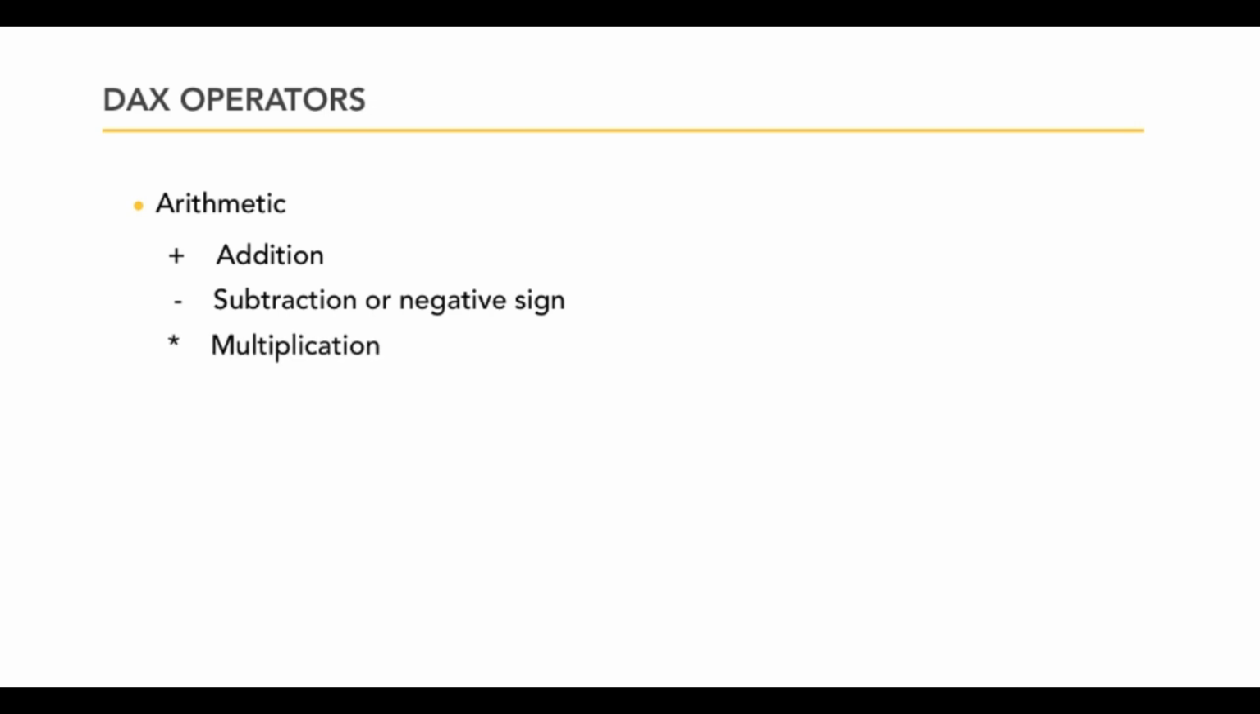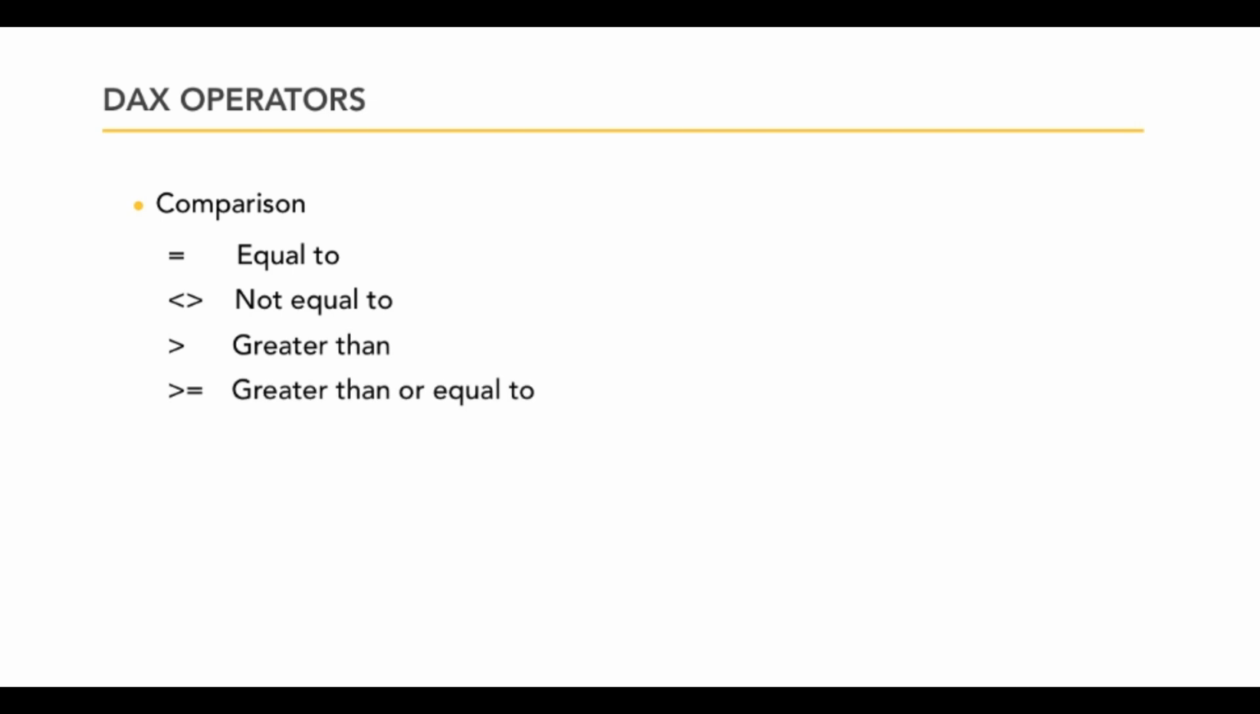DAX operators are divided into several different groups. The first is the arithmetic, and it's almost certainly familiar to you. You have the plus sign for addition, minus for subtraction, or to indicate a negative number, the asterisk for multiplication, and the forward slash for division. Then there are the comparison operators, and you probably would have used these if you created a filter or a conditional format inside of Excel. Equal tests for equal to, then there's not equal to, greater than, and so on.